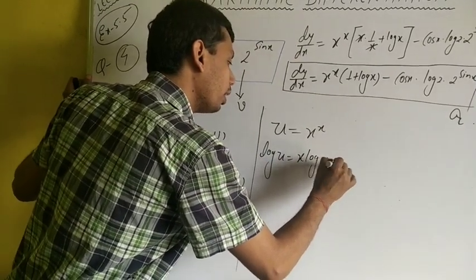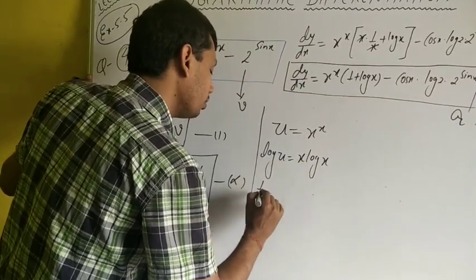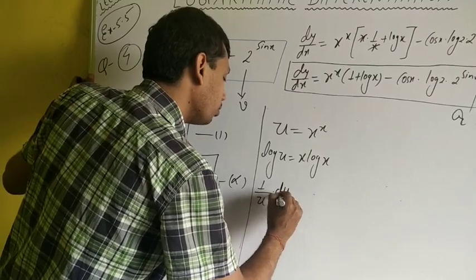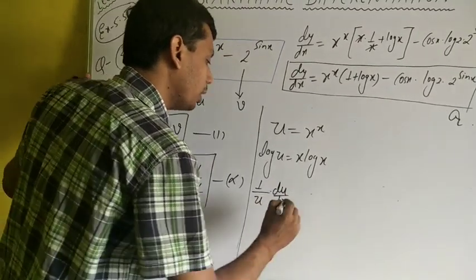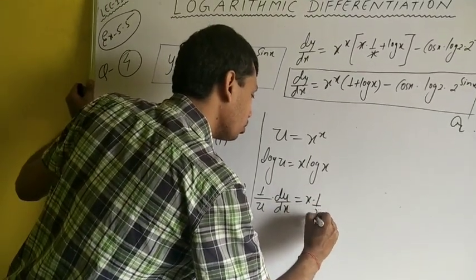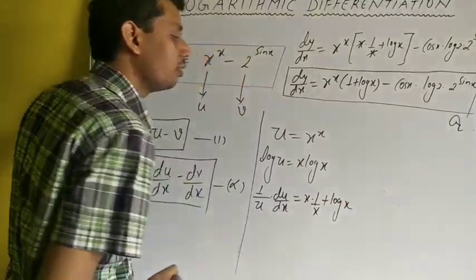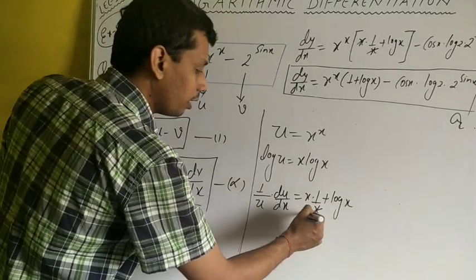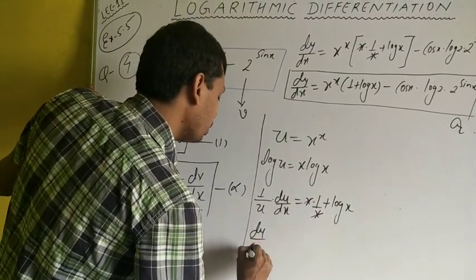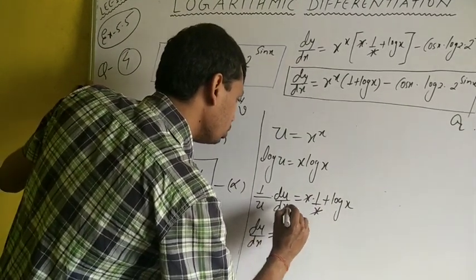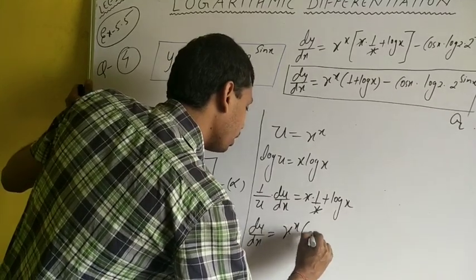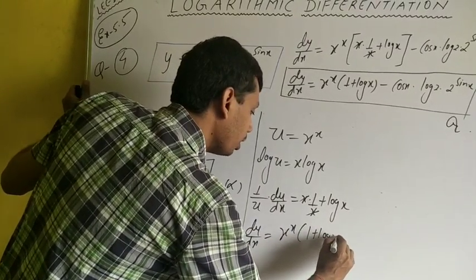Now when we differentiate this, the differentiation of log u is 1 by u, and the differentiation of u with respect to x is du by dx. Keeping x constant, the differentiation of log x is 1 by x, plus keeping log x constant, the differentiation of x will be equal to 1. This x and x cancel. Here du by dx is equal to u, that is x to the power x, into (1 plus log x).